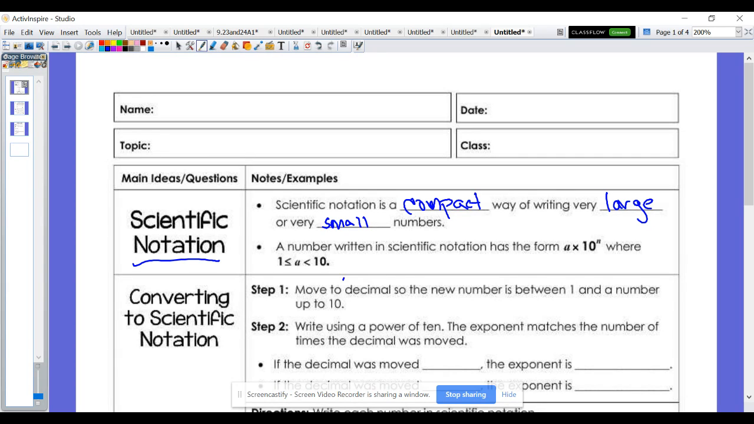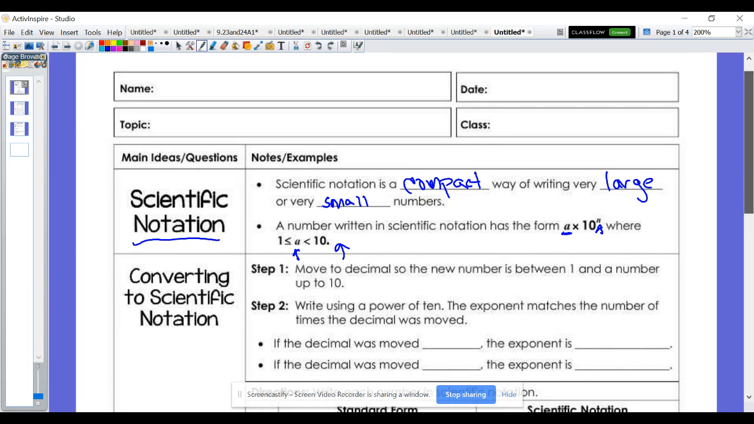They tell us right here, a number written in scientific notation has the form a, where a is just a number, times 10 to the n, also another number, where a has to be between 1 and 10. That's what that means right there. It has to be greater than or equal to 1, and it has to be less than 10.